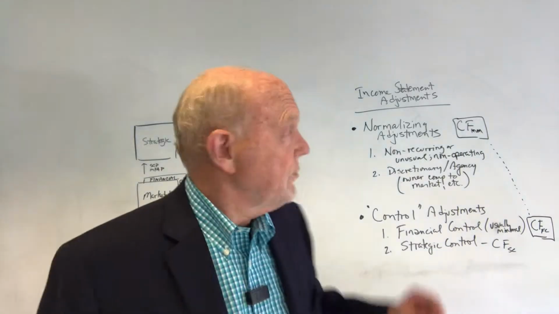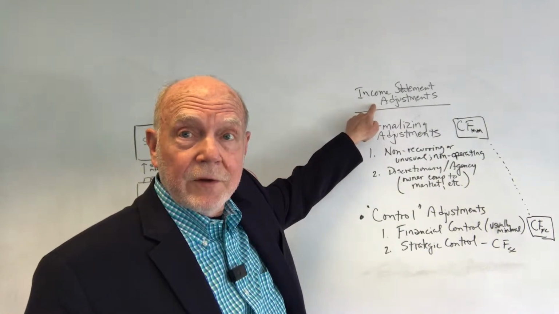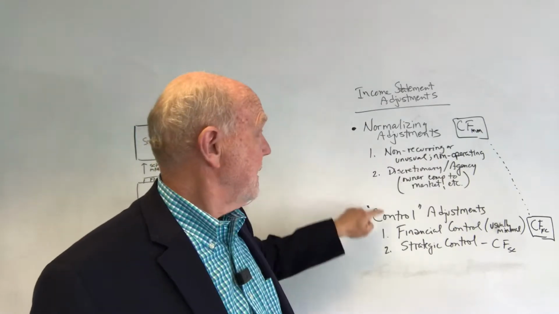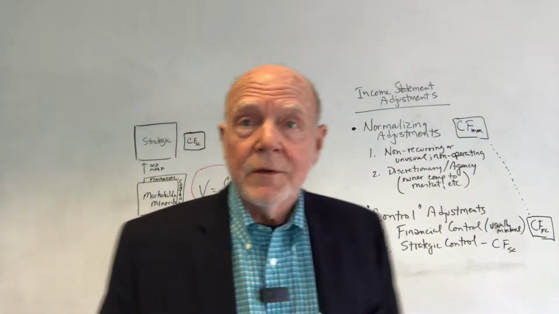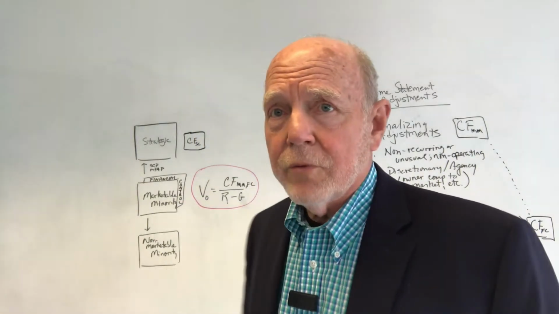To do that, we'll talk about what I'll refer to as income statement adjustments. And there are two kinds of income statement adjustments: normalizing adjustments and then control adjustments. We'll talk about these, but first let's point out why it's so important.